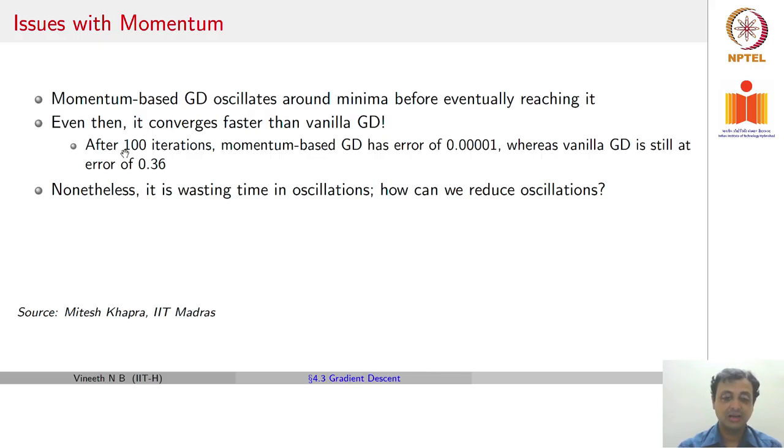So just as I said, after 100 iterations, which was the number of iterations that was shown for gradient descent on the same figure, momentum-based gradient descent has an error of 10 power minus 5, whereas vanilla gradient descent is still at an error of 0.36. Nonetheless, we see that momentum seems to be wasting some time in oscillating around that area. Let's ask ourselves if we can reduce that oscillation time in some way.